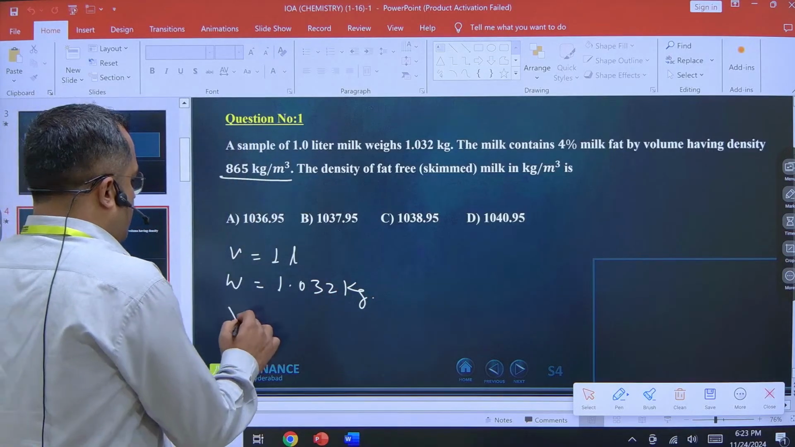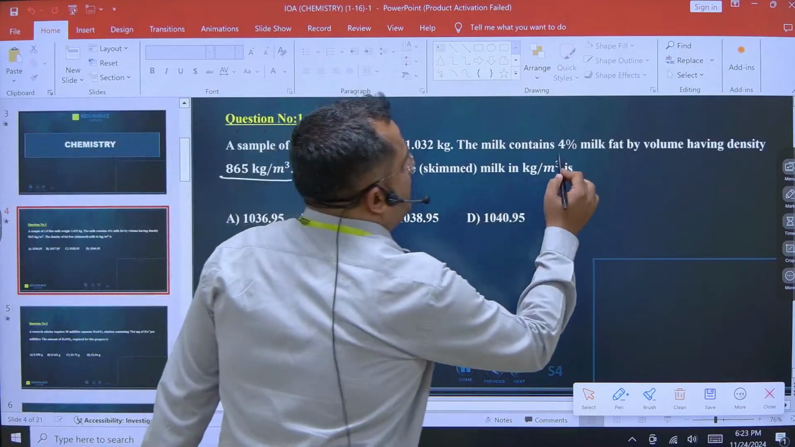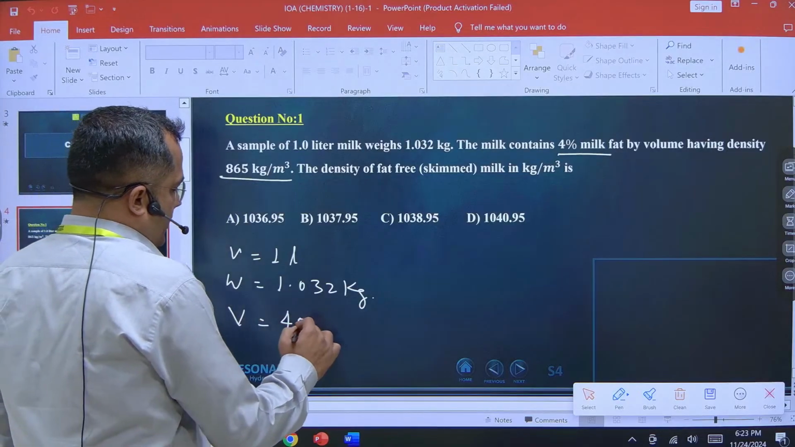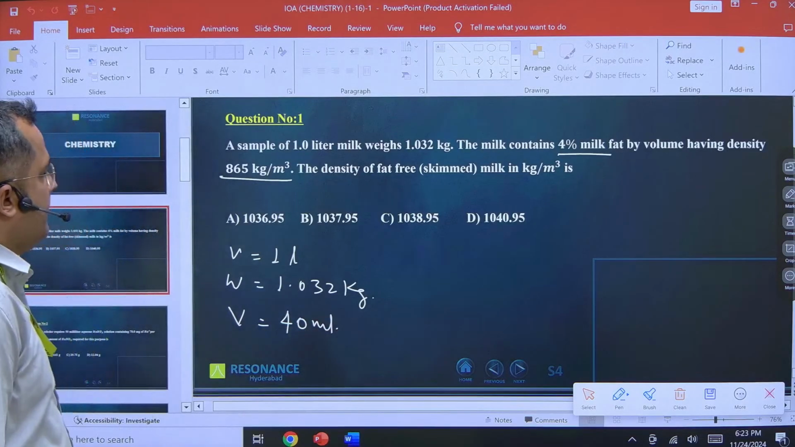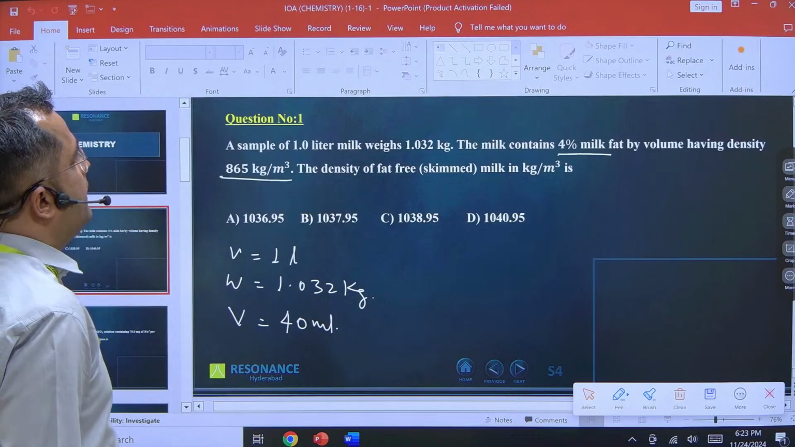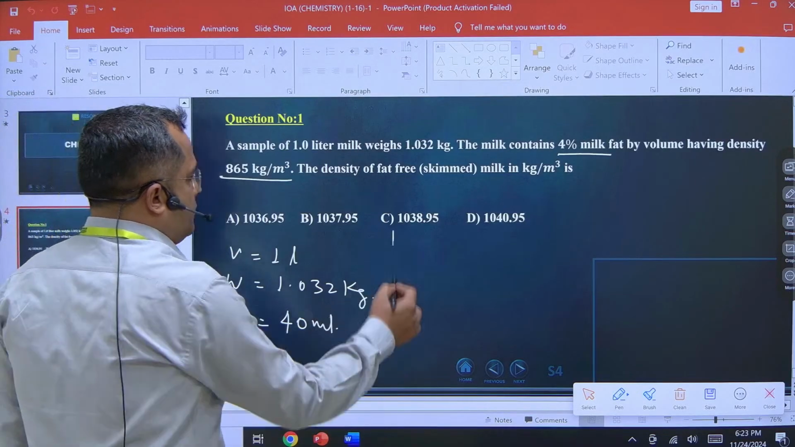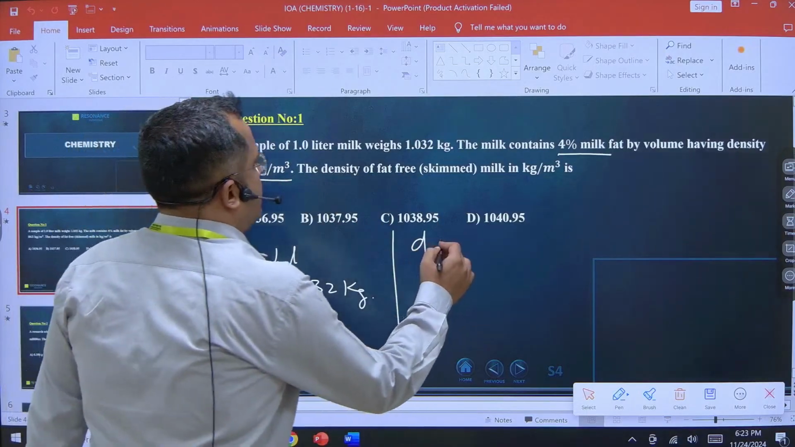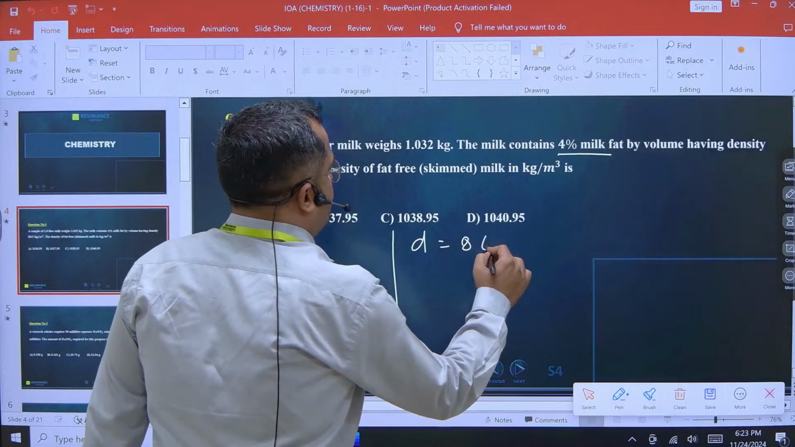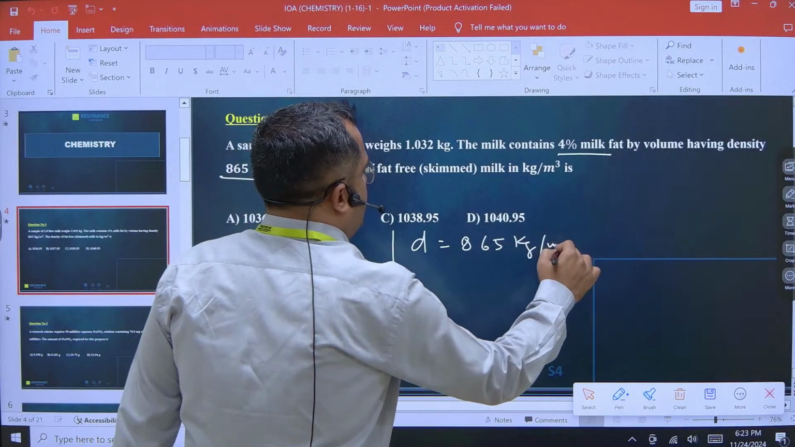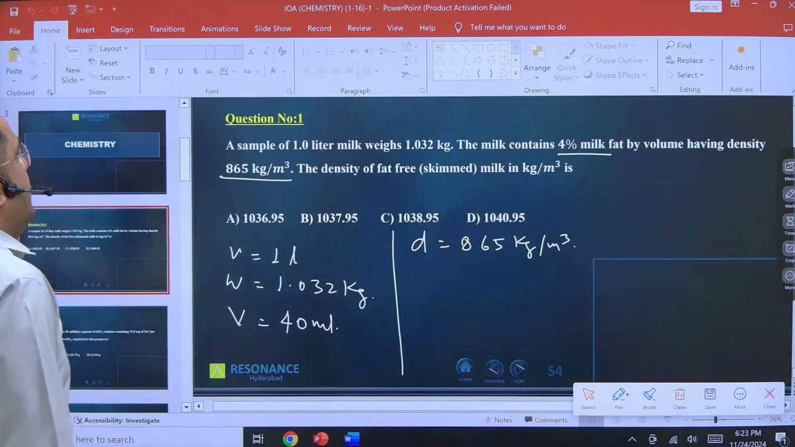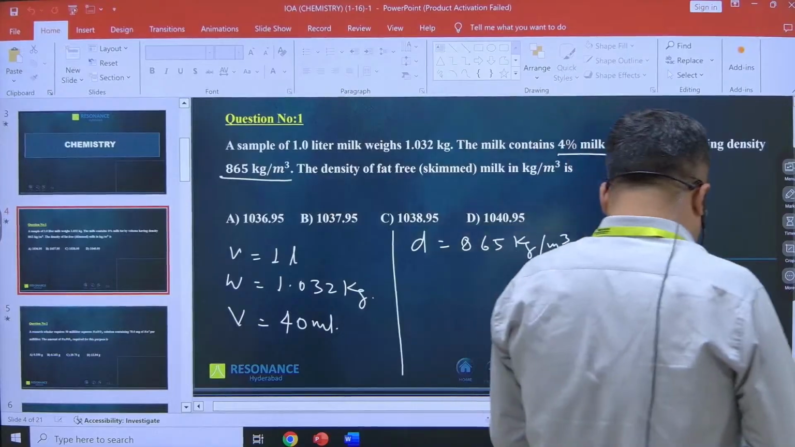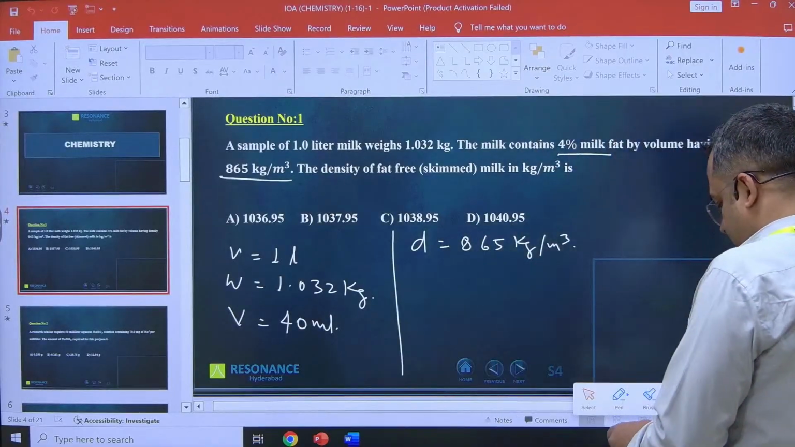From this part, 4% fat is there. From this we can calculate it is 40 ml. These are the information given, and the density is also given. The density of the fat is 865 kg per meter cube, and they are asking for the density of fat free milk in kg per meter cube. This is the question.